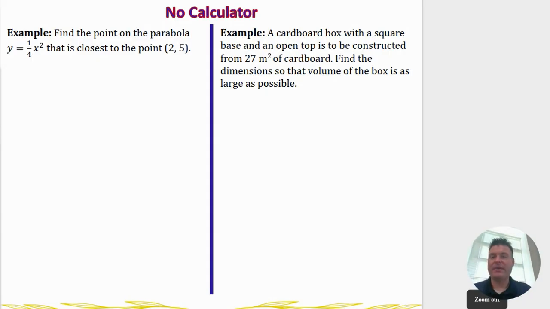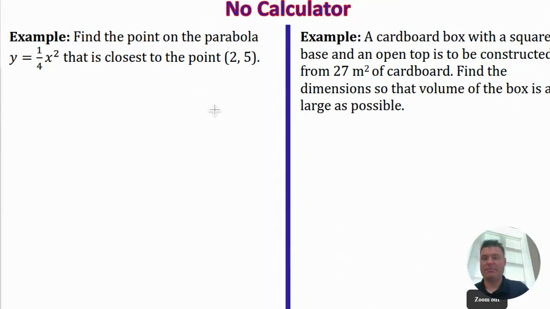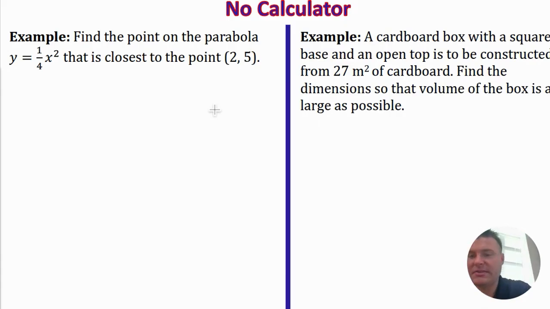So for the first example we have here, find the point on the parabola y equals 1/4 x squared that is closest to the point (2, 5). So one thing that I talk about in the above slide is to draw a picture, because that'll help out a lot with what we're doing.